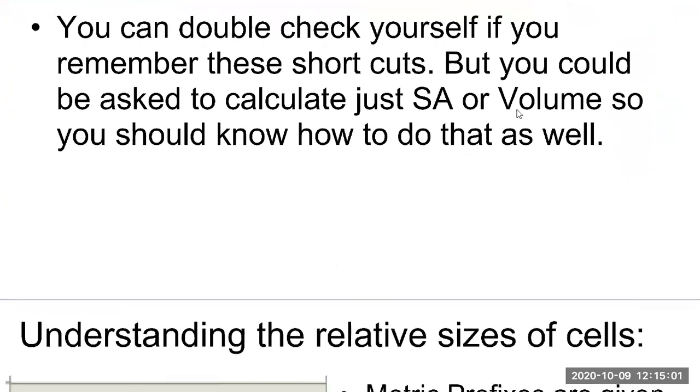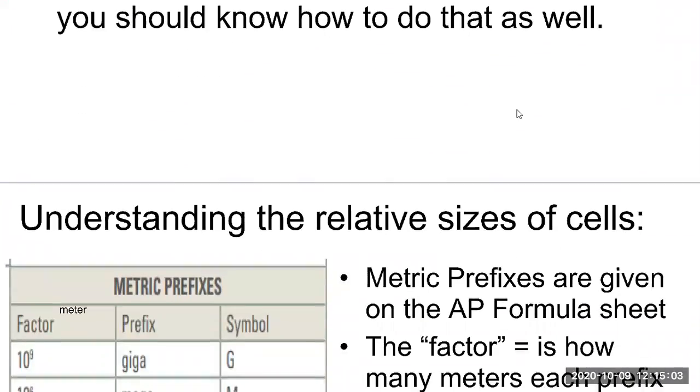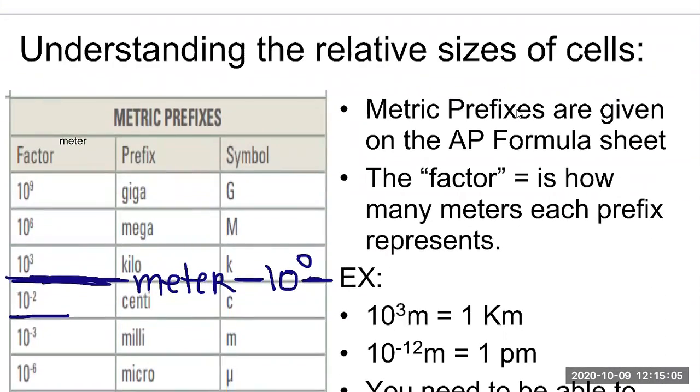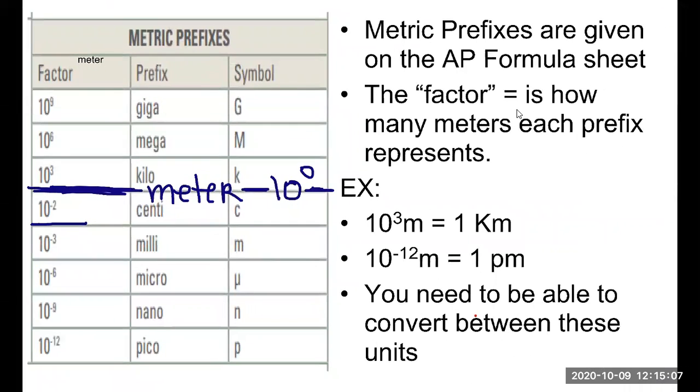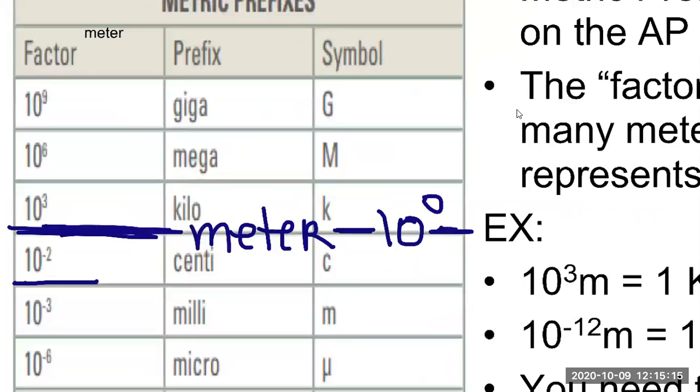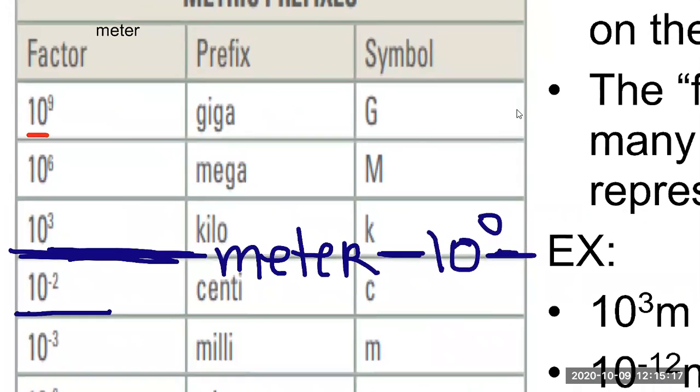Okay, so that's surface area to volume ratios. We're going to move on to metrics. So this is what they provide you with on the AP exam. What they're showing you here is the meanings of the prefixes. In other words, giga means 10 to the 9th. Mega means 10 to the 6th. Mega means million. Kilo means 1,000. So they're giving you what when they say factor, that's kind of like what the prefix means.